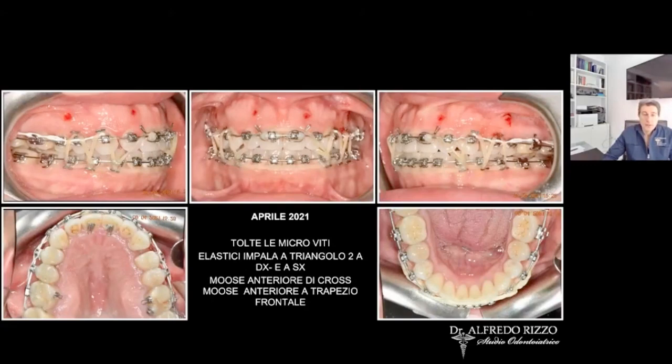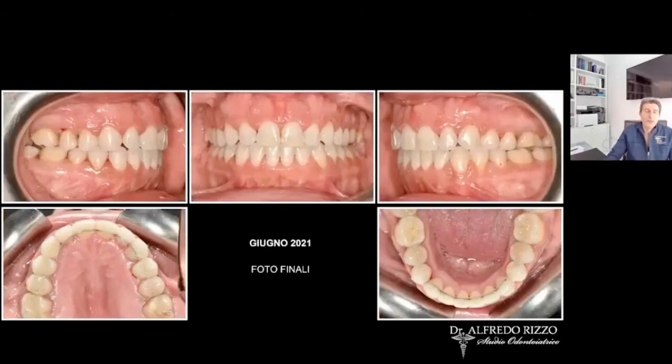In April 2021, we see almost a completely closed bite. I just use TMA wires in order to detail the bite and occlusion. The patient continues to wear the elastics. And in June 2021, the treatment has been completed.